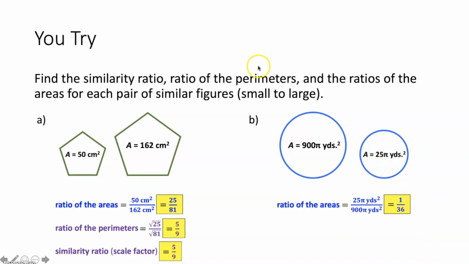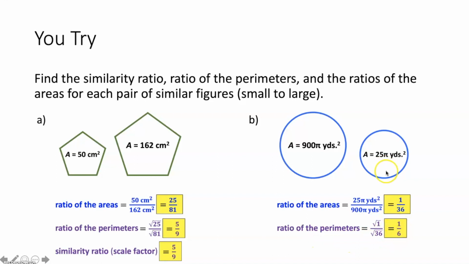Next, we want to find the ratio of the perimeters. And we remember, if the ratio of the perimeters is a over b, the ratio of the areas is a squared over b squared. So if we're given the ratio of the areas and we want to find the ratio of the perimeters, we just need to square root the ratio of the areas. So we're going to square root the numerator and denominator. Square root of 1 is 1, square root of 36 is 6, meaning the ratio of the perimeters is 1 over 6.